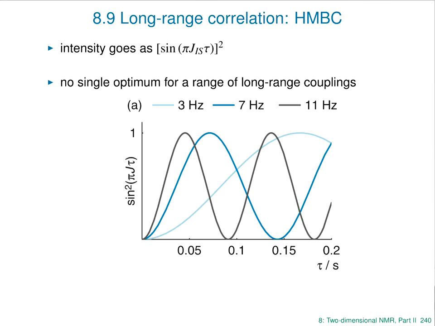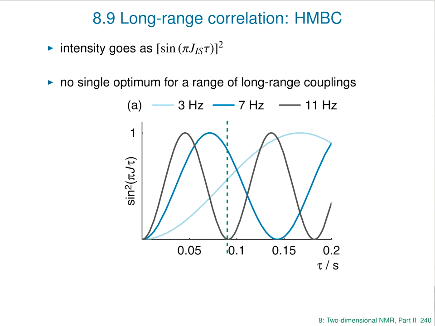And if I plot that out for some different long-range couplings, you'll see what the problem is. So I've plotted it for an 11 hertz coupling, a 7 hertz coupling, and a 3 hertz coupling. And that's not an unusual range of long-range couplings that you could get in a single molecule. If I chose, for example, a delay of about 70 milliseconds, I'd get quite good intensity for the 7 hertz coupling. I wouldn't get very good intensity for the 3 hertz coupling, and in fact I've made the delay a bit too long for the 11 hertz coupling, so that wouldn't necessarily be a very good choice.